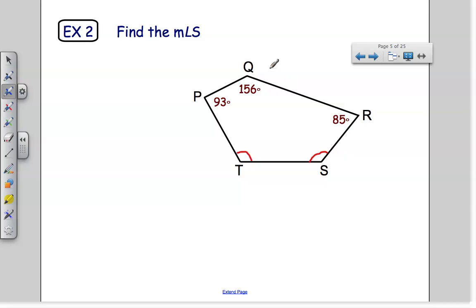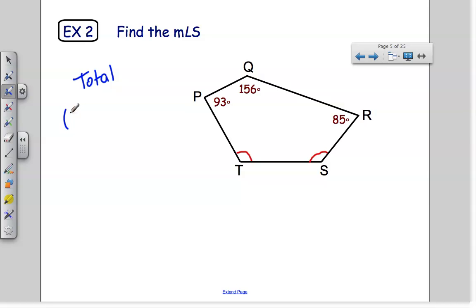Let's do another example here. I want to find in this, what kind of polygon we got? We got 1, 2, 3, 4, 5 sides, 5 angles. This is a pentagon. I want to find the measure of angle S. I'm noticing that S and T are congruent angles. Okay. First thing I should do is find the total. What do all the angles add up to in a pentagon when there's 5 sides?